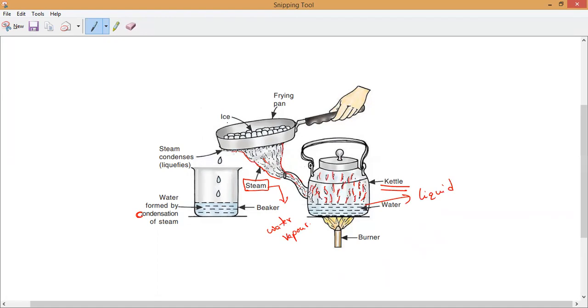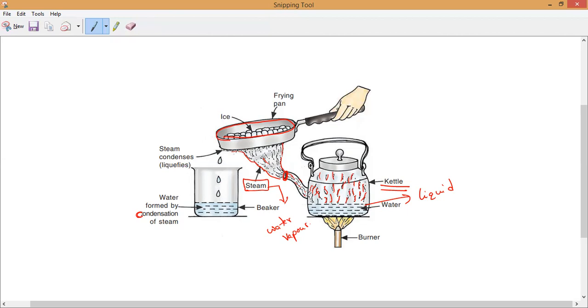Now you can see, I am taking the frying pan. In our home, all of you have a frying pan. Yes or no, guys? Now, you might have noticed from the kettle's nozzle that you can see the fumes coming. Easily we can notice the fumes. Yes or no, it is visible to us. You can see those fumes.